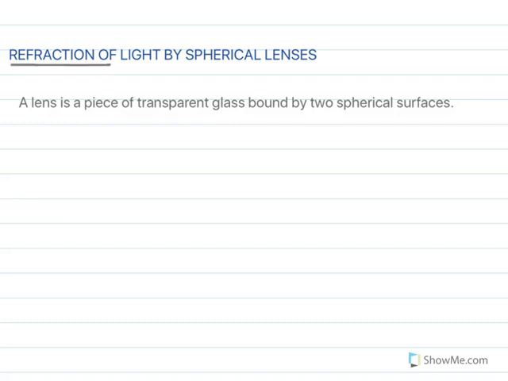Refraction of light by spherical lenses. So first we'll see what is a lens. A lens is a piece of transparent glass bounded by two spherical surfaces.